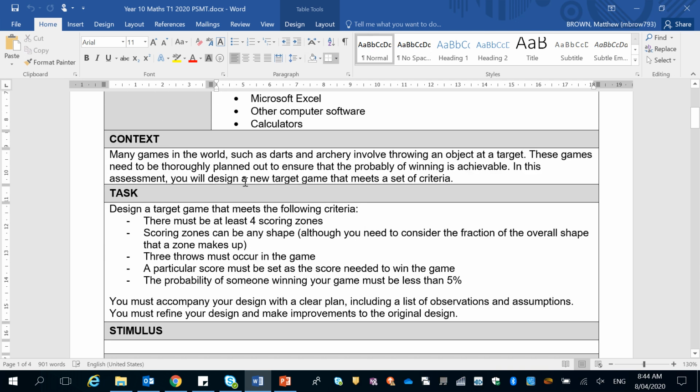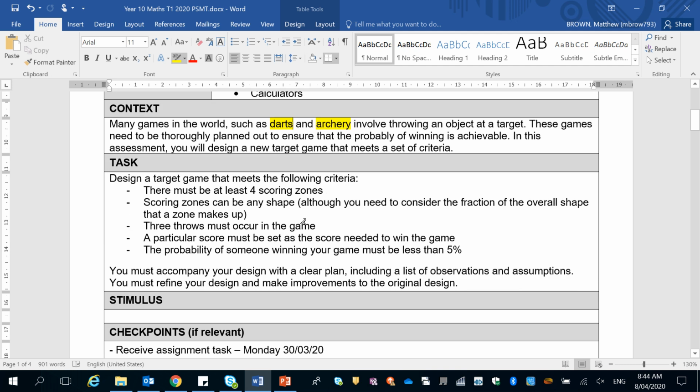So you're asked to do a written report, and we are focusing on target games. So games such as darts, games such as archery. So you need to make sure it's planned out, and you are asked to design a new game. So obviously you will not be just taking a dartboard or an archery target, you'll be making your own. Okay, so we're giving you a set amount of criteria.